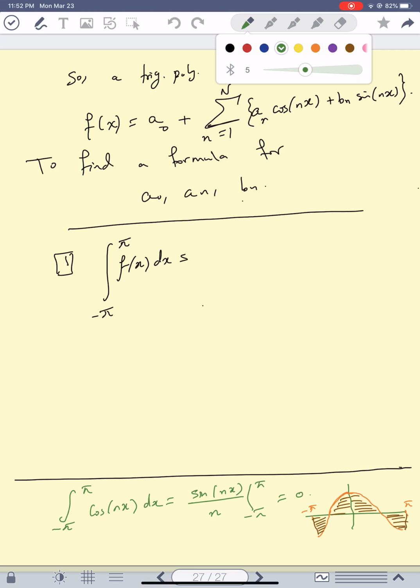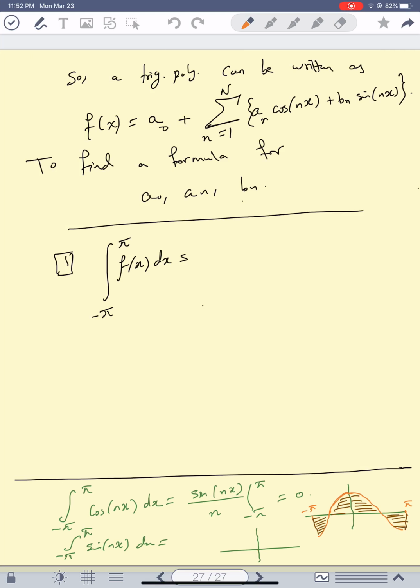Then what about the integral from minus pi to pi of sine nx dx? Similarly, it will be 0, but again, I like to show you this little graph. If you draw the sine from negative pi to pi, it will be something like this. Again, if you look at the interval, this area is the negative of this one. So when you integrate from negative pi to pi, of course, you will get 0. This is, of course, if n is 1, 2, and so on.